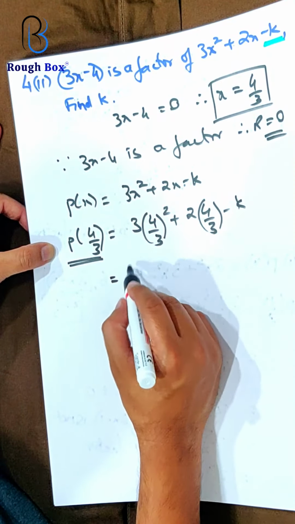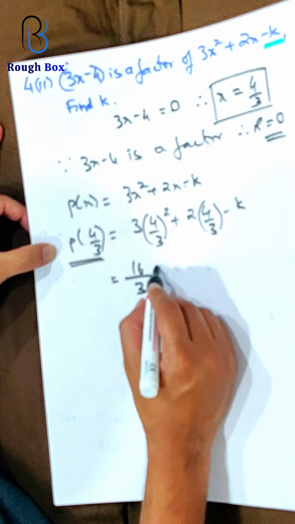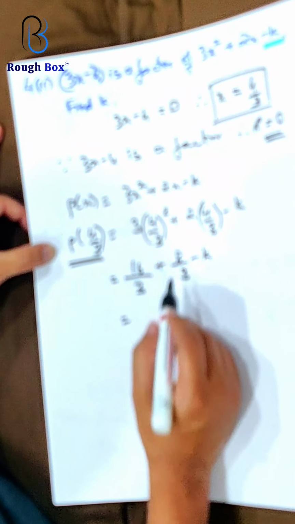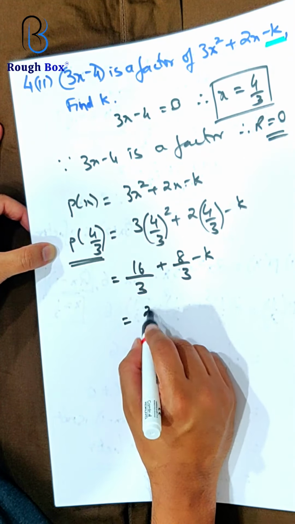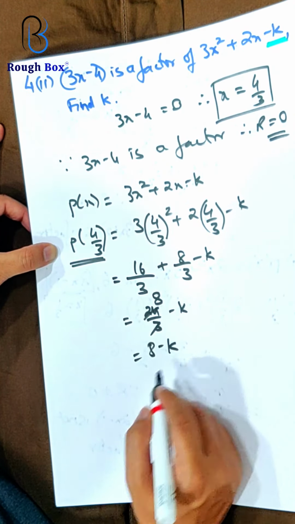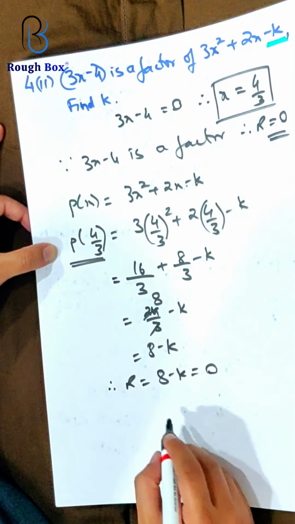So 1 3 gets cancelled. 4 square is 16, and here only 3 because I have cancelled one 3 mentally. Plus 8 by 3 minus k. 16 plus 8 is 24 by 3, so that is 8 minus k. Then you say therefore remainder is 8 minus k, which is equal to 0.